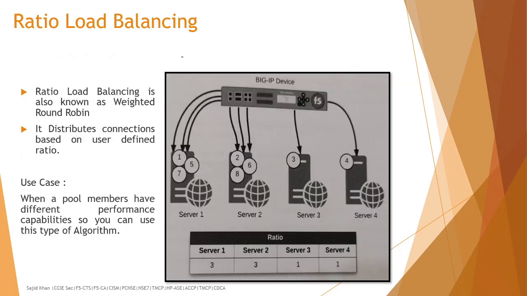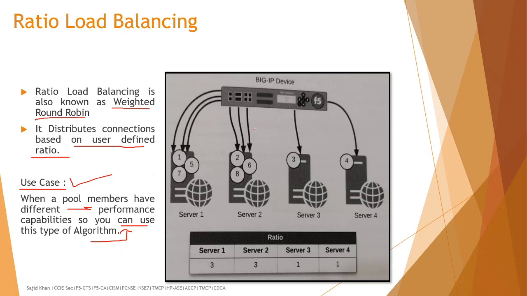So let's discuss ratio load balancing. Ratio load balancing is also known as weighted round robin. It distributes the connections based on user defined ratios. When pool members have different performance capabilities, you can use this type of algorithm. Let's suppose you have a server pool, and your servers have different capabilities. The computing power is different, so you can assign the ratio on behalf of the computing power of that server. So on that basis it will forward the request.